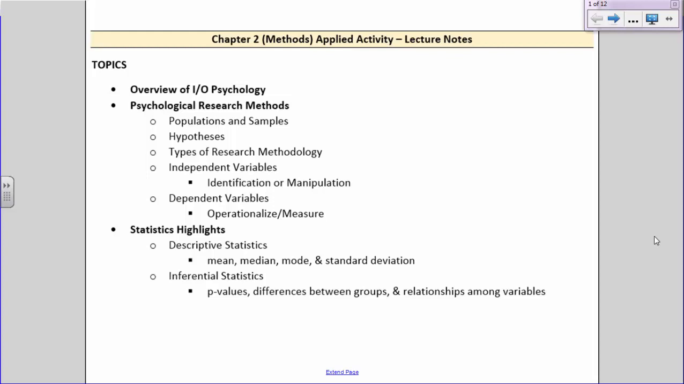So just helping you understand the various terminology associated with the research methods in psychology and how research is conducted generally. And then really focusing on how to interpret and understand statistics because you're going to be, again, reading journal articles this semester. And I want to make sure that you are prepared to understand the most common types of statistics that you will be seeing.